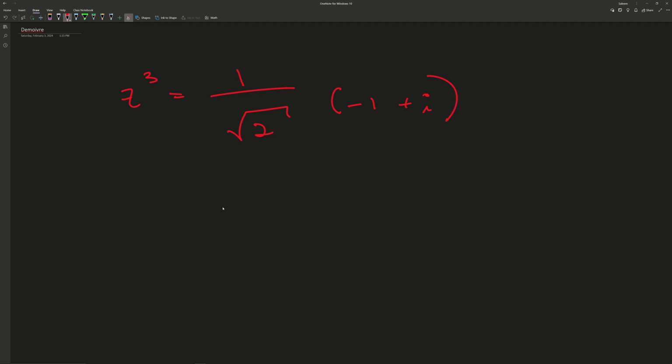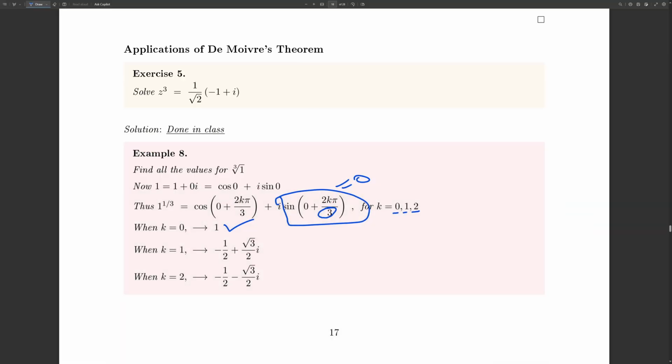So before we even begin, let's go step by step. We need to find what r is, and we need to find what theta is. So in our previous example, let's go back. We had r, where was it? r was this here, 1 to the power of a third, which is 1, okay? And now we need to find theta, which is a little bit different here.